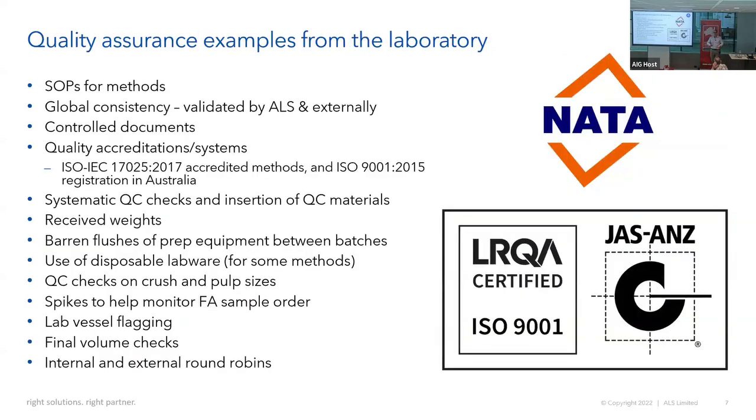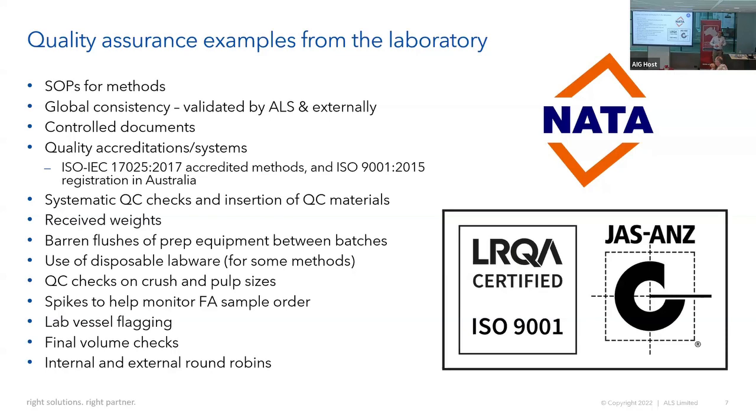So in terms of some quality assurance examples from the laboratory, remember that quality assurance is process-oriented, it prevents defects, and it involves planning and systematic activities, whereas quality control is more product-oriented. It detects defects and involves problem detection and elimination. So CRMs, blanks and duplicates are all examples of QC tools, whereas defining what to use, how to use it, how often to insert is an example of quality assurance.